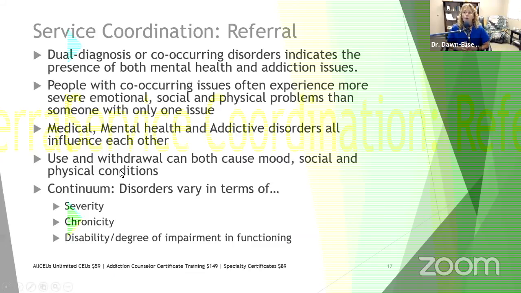Dual diagnosis or co-occurring disorders indicates the presence of both mental health and addiction issues. People with co-occurring issues often experience more severe emotional, social, and physical problems than someone with only one issue. And it's important for everybody to remember that medical, mental health, and addictive disorders all influence each other. So let's think about it.